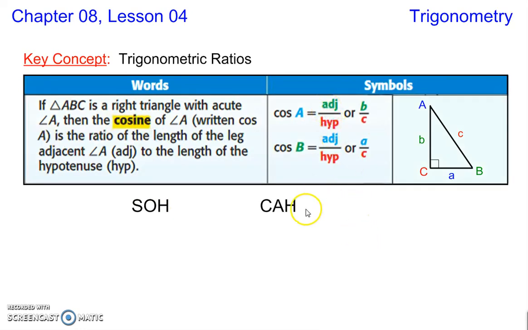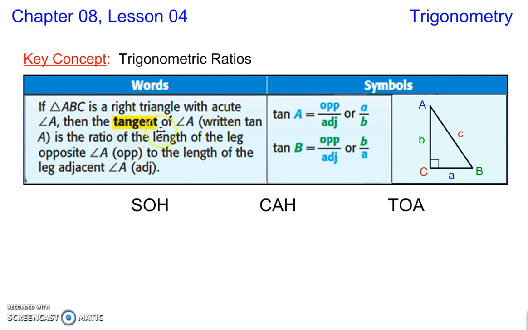If we look at cosine, the cosine is the ratio of the adjacent side. So for A, the adjacent leg would be B, adjacent leg to the hypotenuse C. If I'm looking at the cosine of B, I want the adjacent leg, that would be A, to the hypotenuse. So cosine is adjacent to hypotenuse, and then the tangent is the opposite to the adjacent. Tangent is opposite to adjacent.